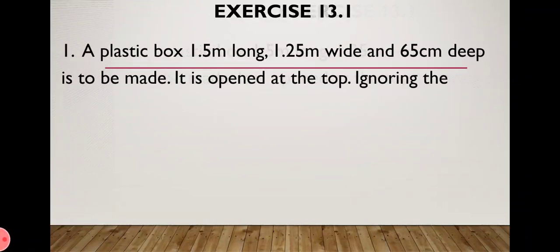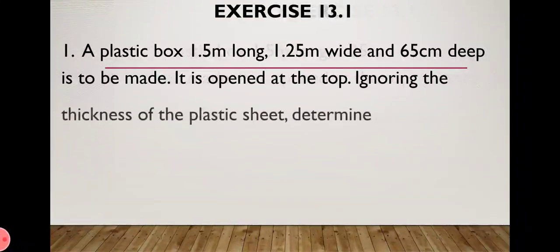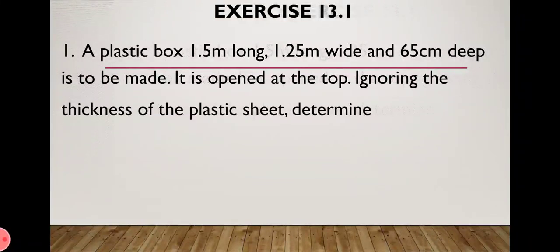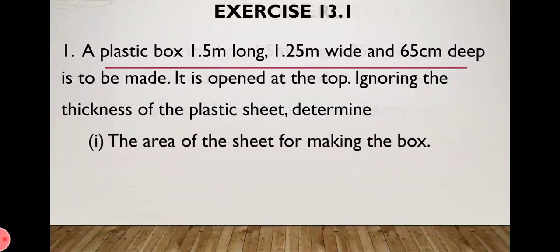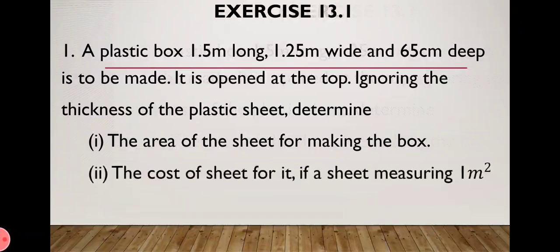Question number 1. A plastic box 1.5 meter long, 1.25 meter wide and 65 centimeter deep is to be made. It is open at the top. Ignoring the thickness of the plastic sheet, determine number 1, the area of the sheet for making the box. Number 2, the cost of the sheet for it, if a sheet measuring 1 meter square costs rupees 20.